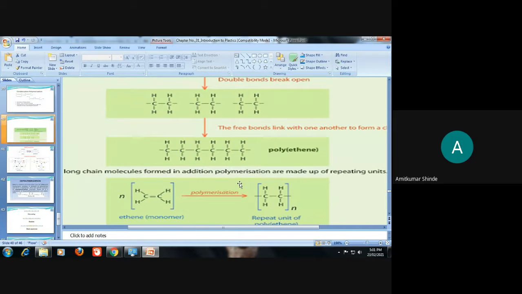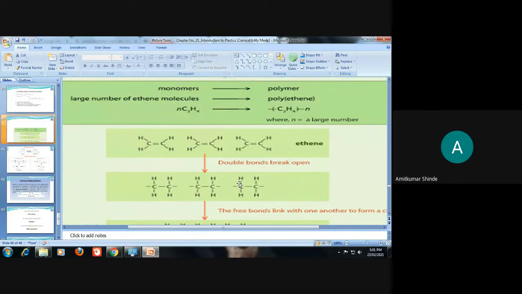I will repeat in short again. Three stages will be there in the addition polymerization, in which monomers are transformed to polymers. The first stage, initiation, is nothing but breakage of the bond. Two bonds are there in between these carbon atoms, pi bond and sigma bond. Pi bond is very weak, sigma bond is strong and will remain as it is, and the pi bond will get broken.